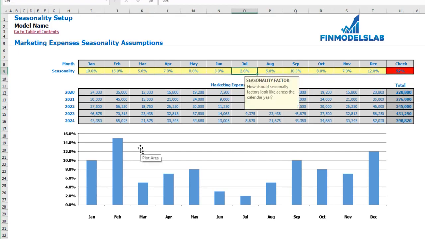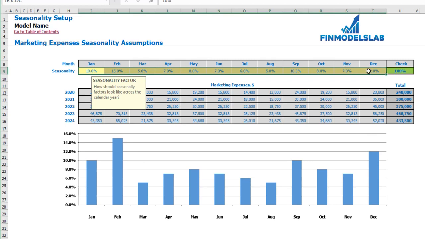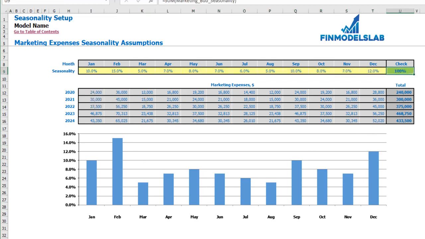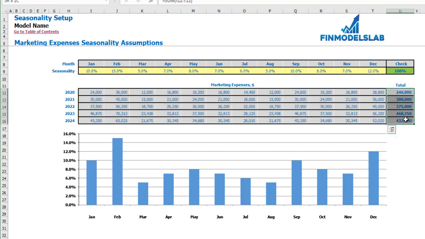So I need to add 8% somewhere. For example, here is 6, here is 7. So now everything is 100% across the year, and the check is green. That's good. Below you may see the actual absolute values of marketing expenses across the months and across the years as the totals. And at the bottom you may see the chart of breakdown of your marketing expenses by months.